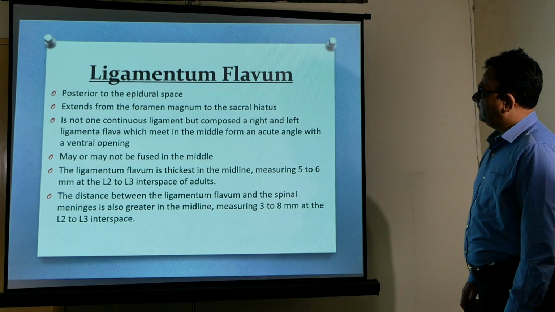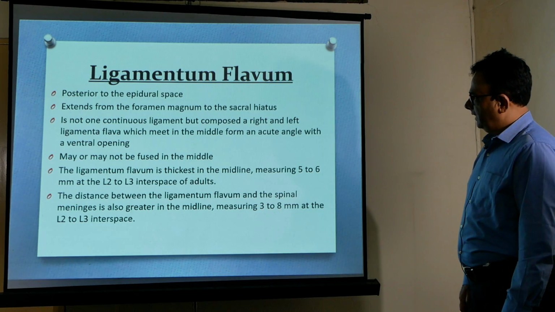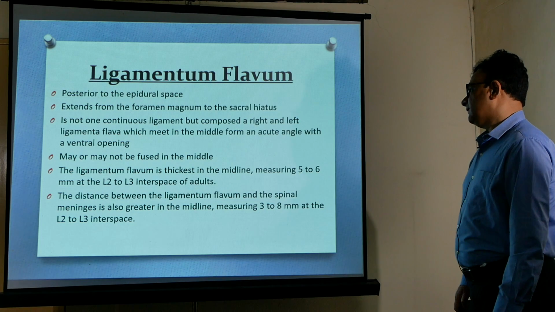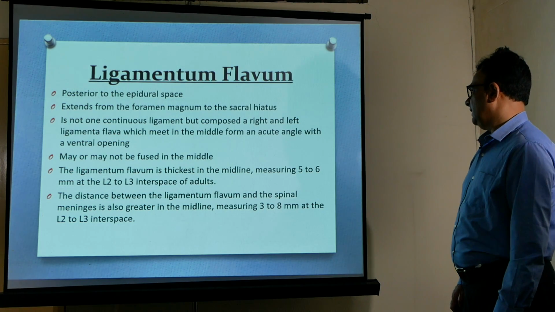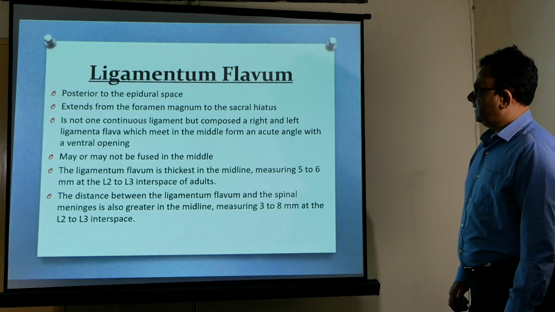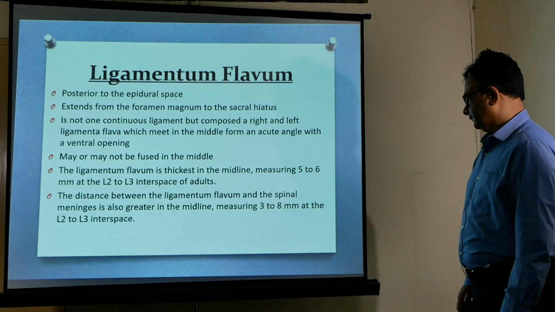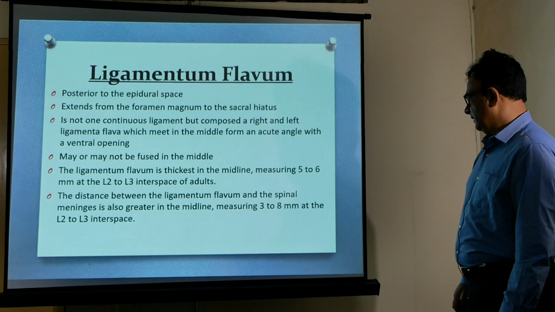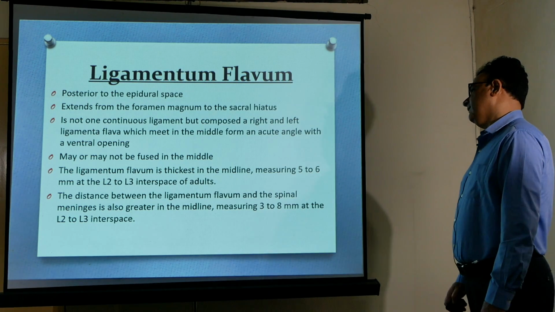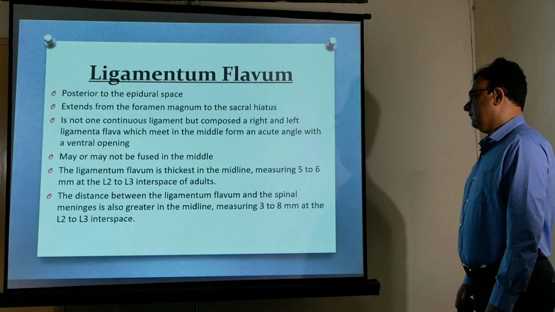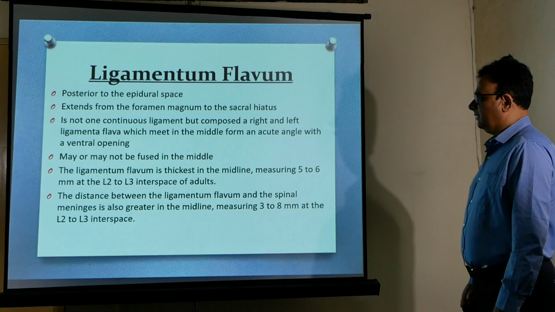Now ligamentum flavum. Ligamentum flavum is posterior to the epidural space. It extends from the foramen magnum to the sacral hiatus. It is not one continuous ligament but is composed of right and left ligamenta flava which meet in the midline, forming an acute angle with a ventral opening. They may or may not be fused in the middle.